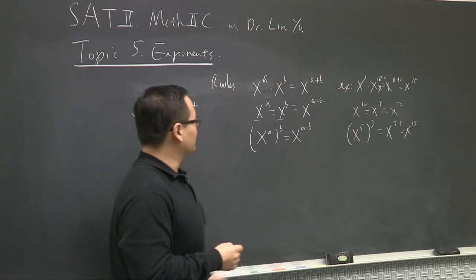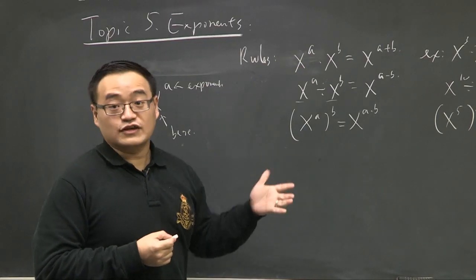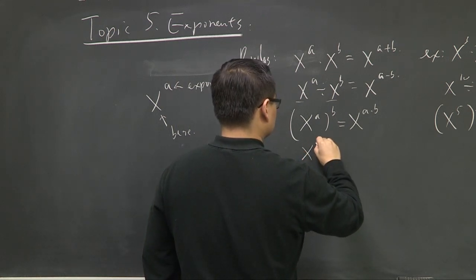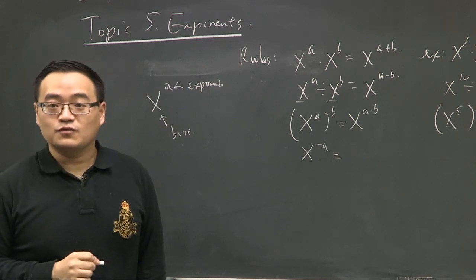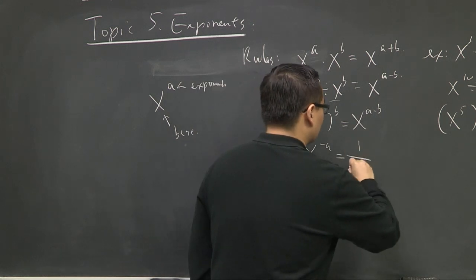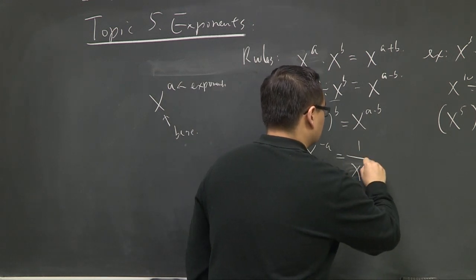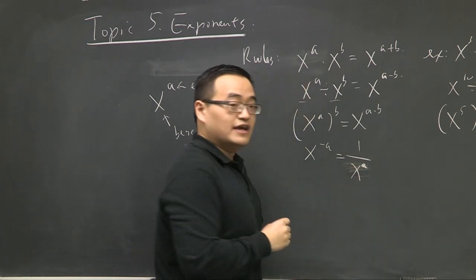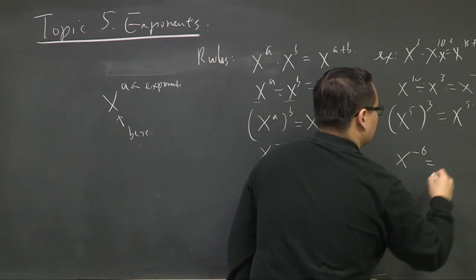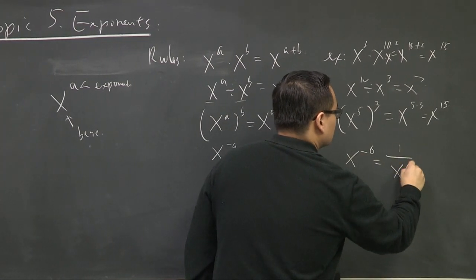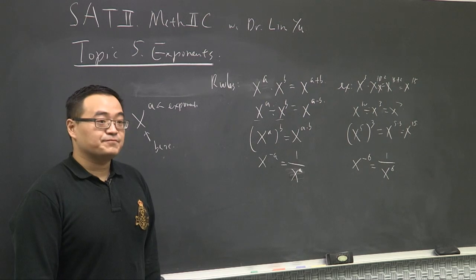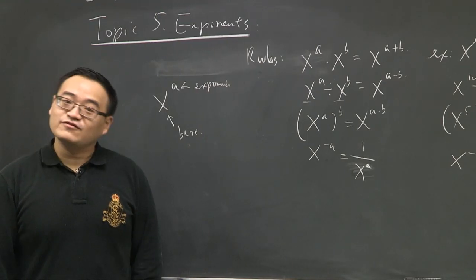Let's play it up a little bit. These are always assumed to be just integers. What if it's negative? What if you have a negative exponent? What does that mean? Negative simply means reciprocal. So x to the negative 8th is equal to 1 over x to the 8th power. An example of that: if I have x to the negative 6, it's simply going to be 1 over x to the 6. Again, very straightforward.